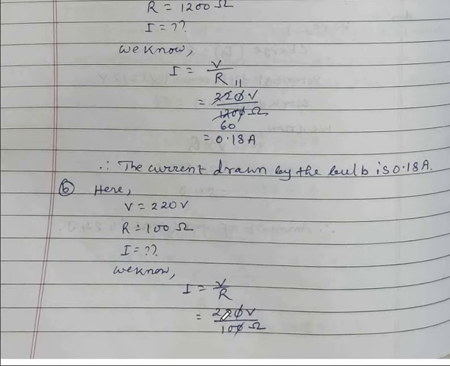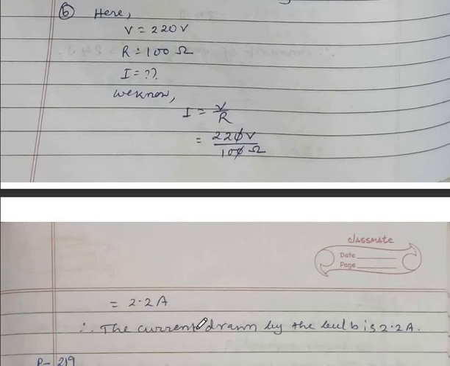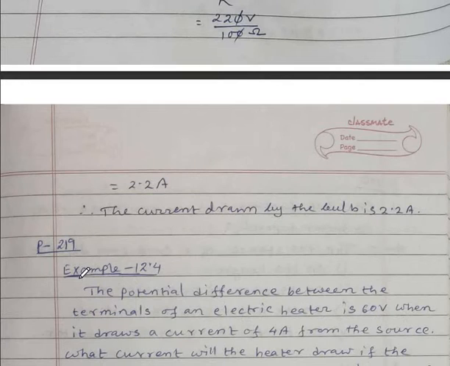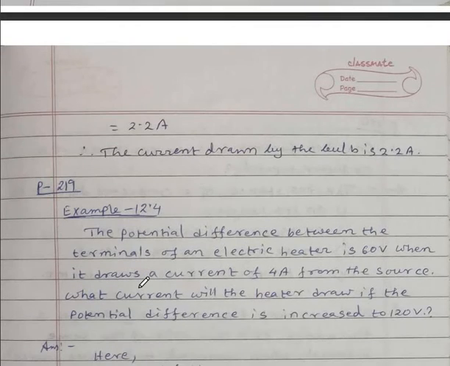Zero cancel. 22 by 10. In decimal it is coming 2.2 ampere. Therefore the current drawn by the heater is 2.2 ampere. So example 12.3 is over. Now page number 219, example 12.4 I'll teach you.